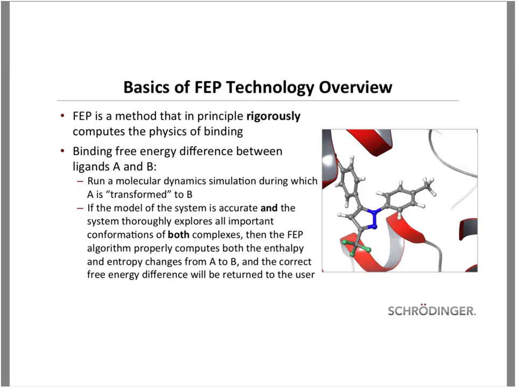The energy difference between these two ligands is calculated by running a molecular dynamics simulation in which we are slowly transforming molecule A into molecule B. And if the model of this system is accurate and during the course of the simulation the system thoroughly explores all the important conformations of both the complexes, then in principle, if the force field is correct, the FEP algorithm will correctly compute both the enthalpy and entropy changes from going from molecule A to molecule B, which will return the correct free energy difference between these two compounds to the user.